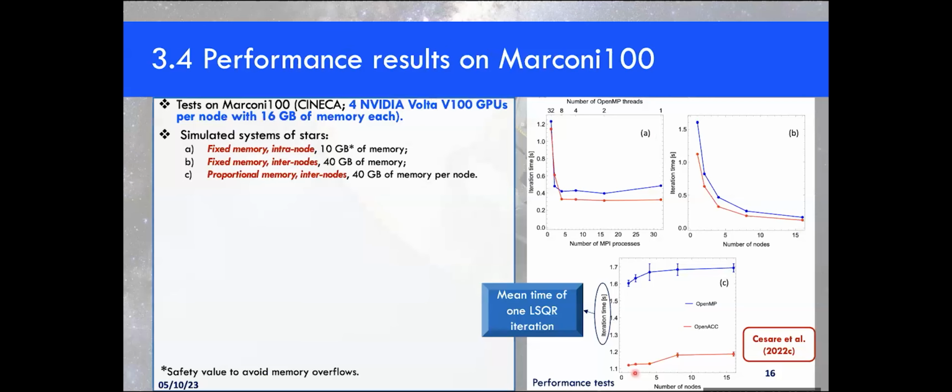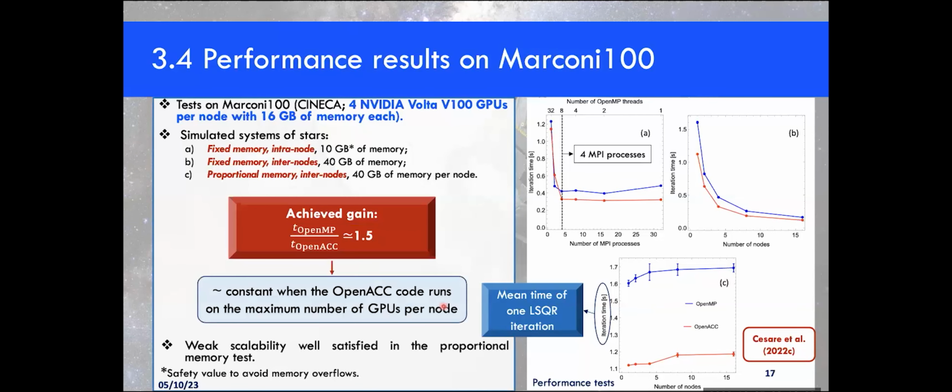occupancy. We also tested the performances of the OpenMP and OpenACC codes on Marconi 100 with the 4 NVIDIA Volta V100 GPUs per node with 16 GB of memory each. We performed the 3 tests with a fixed memory on one node, with fixed memory on multiple nodes, and with the memory proportional to the number of nodes.